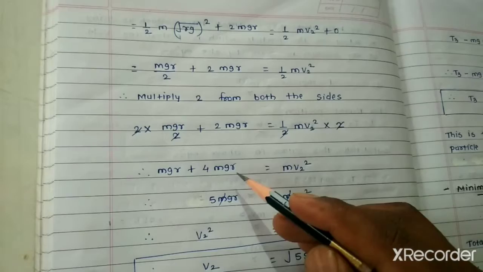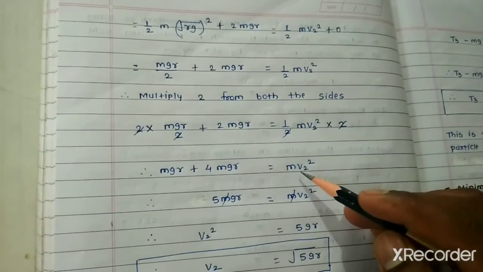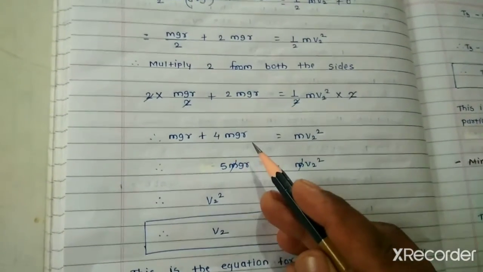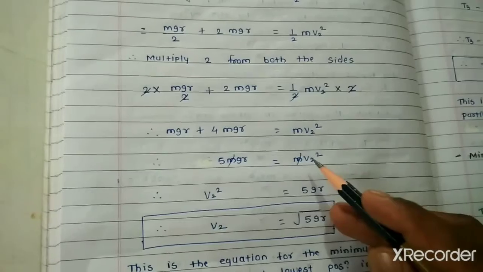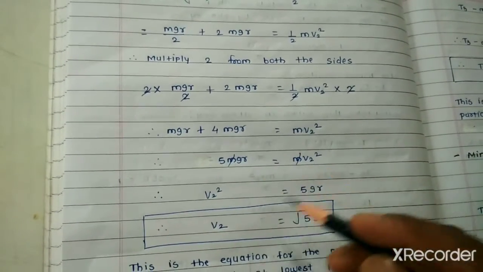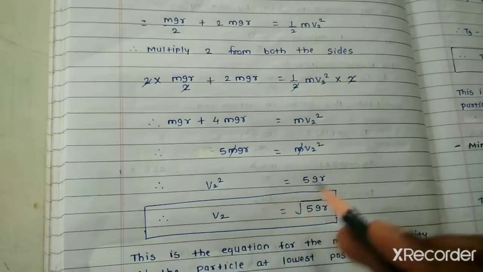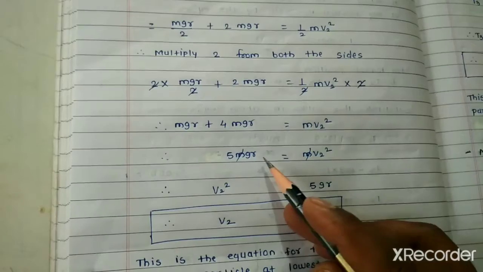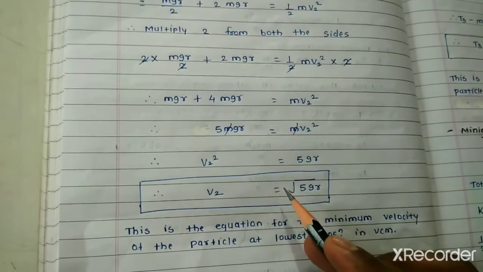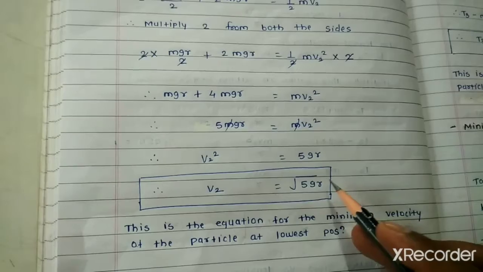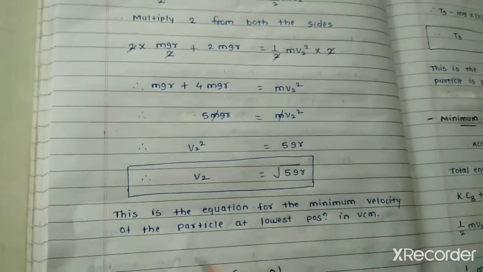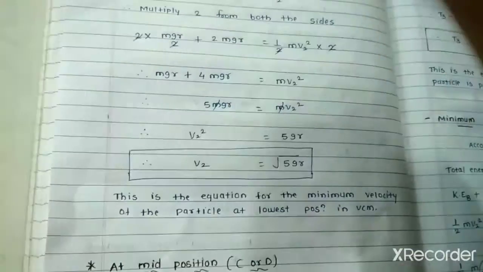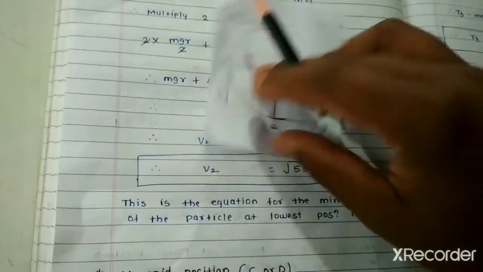Plus 2 into 2, that is 4 mgr, is equal to, 2 gets cancelled, so what is remaining on the right hand side? m into v2 square. mgr plus 4 mgr is equal to 5 mgr is equal to m v2 square. So here m gets cancelled. Therefore v2 square is equal to, this v2 goes on the left hand side, so v2 square is equal to 5 into gr. And if we take the square root, therefore v2 is equal to under root 5gr. So this is the equation for the minimum velocity of the particle at lowest position in vertical circular motion.